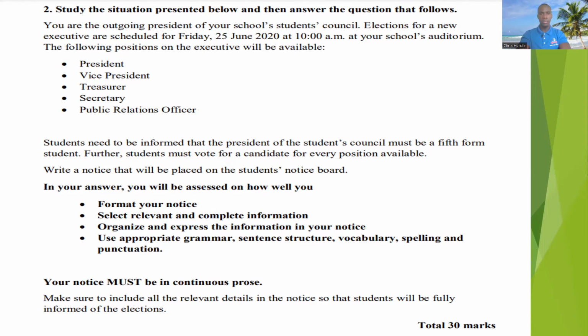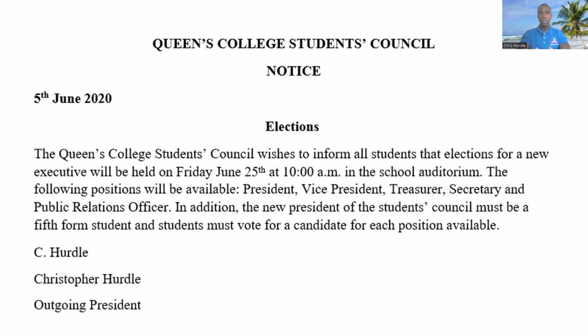And of course, you are given details on how you will be assessed. Right. So make sure to include all the relevant details in the notice so that students will be fully informed of the elections. So you have all your information there. So it says that you're the outgoing president of the school students council.